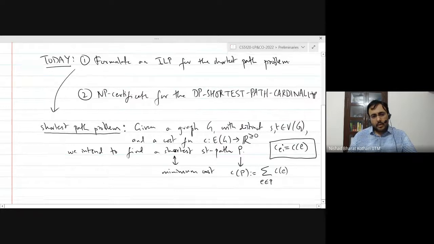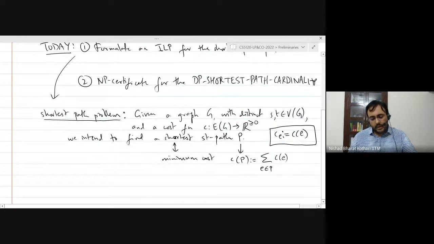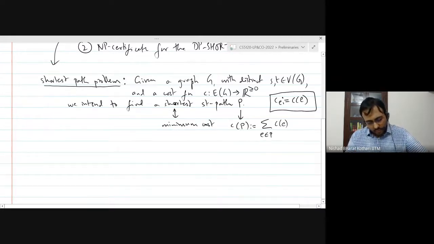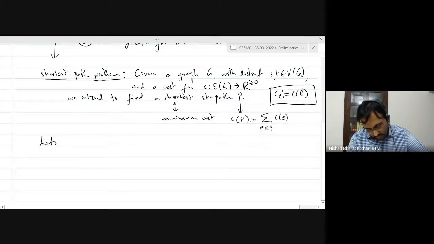Okay, so can we write down an integer linear program for this problem? Which basically means we need to figure out what the variables are going to be and what our constraints are. And generally the easy part is the objective function. Okay. So let's do this.